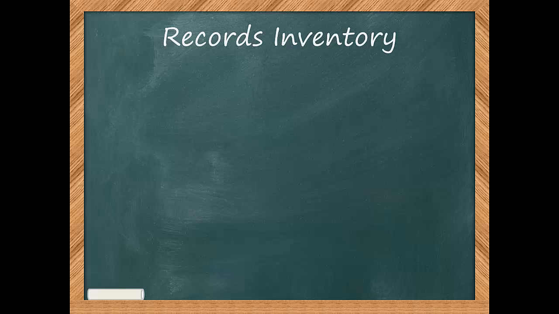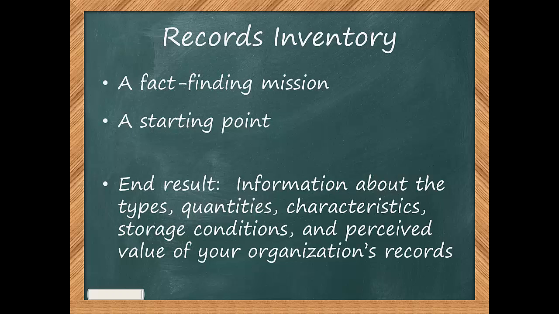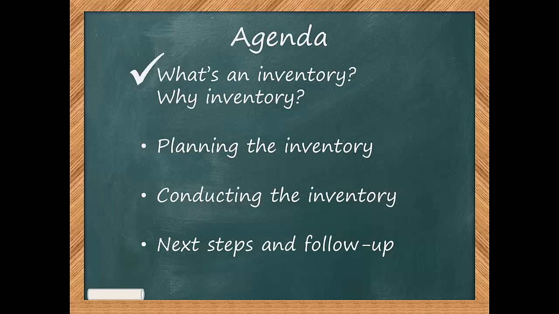To sum up, a records inventory is like a treasure hunt. It's a fact-finding mission that will gather the information you need to get a clear picture of what information your organization is keeping and how, where, and why it's being kept. It gives you a good place to start as you begin to plan for and implement different aspects of your records management program. When your record series inventory is complete, you'll have a better idea of the types and amounts of information you're storing, and you'll know more about how those records support your organization. In the next part, we'll look at tips for planning your inventory.